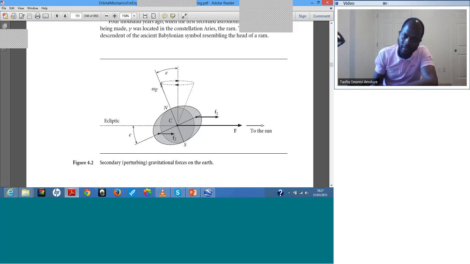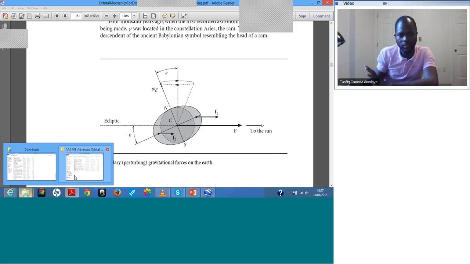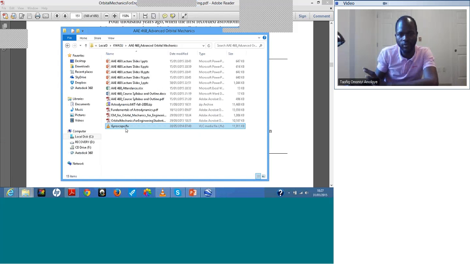the axis of the Earth's spin now precesses around the normal to the ecliptic. That means it will be moving around the normal to the ecliptic. In order to explain this better, I'll try to play this video of a gyroscope.